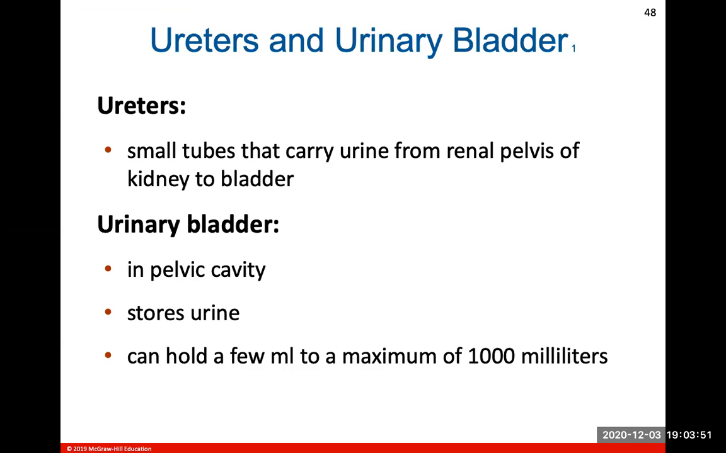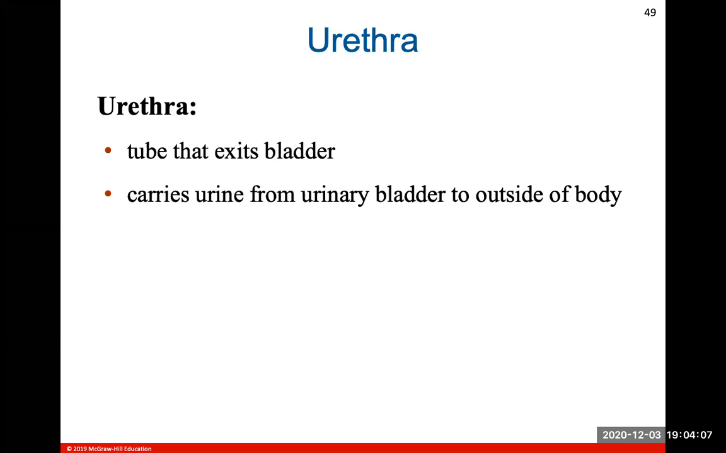The ureters and urinary bladder. The ureters are the small tubes that carry urine from the renal pelvis to the bladder. The urinary bladder is in the pelvic cavity. It stores urine. It can hold a few milliliters to a maximum of 1,000 milliliters. The urethra is the tube that exits the bladder. It carries urine from the urinary bladder to outside of the body.